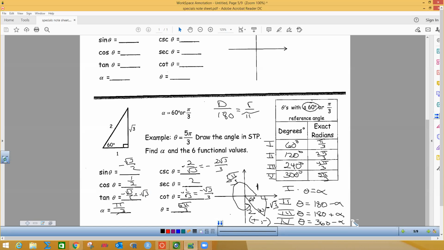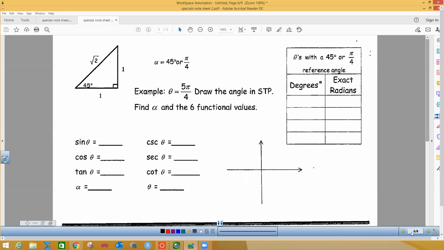We got one more to go, 45, 45, 90s. So if you look, the 2 legs I said will always be equal. And then you take a leg times radical 2 to get the hypotenuse.